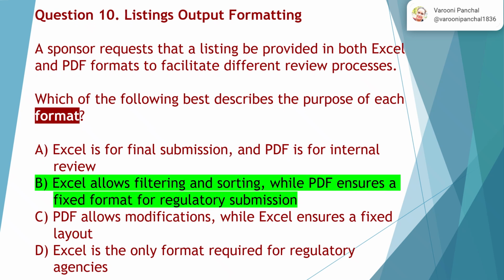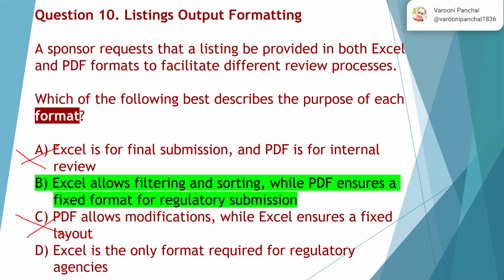Question 10. Listings output formatting. A sponsor requests that a listing be provided in both Excel and PDF formats to facilitate different review processes. Which of the following best describes the purpose of each format? Option A, Excel is for final submission and PDF is for internal review. No. Option C says PDF allows modifications while Excel ensures a fixed layout. Well, this is completely vice versa.